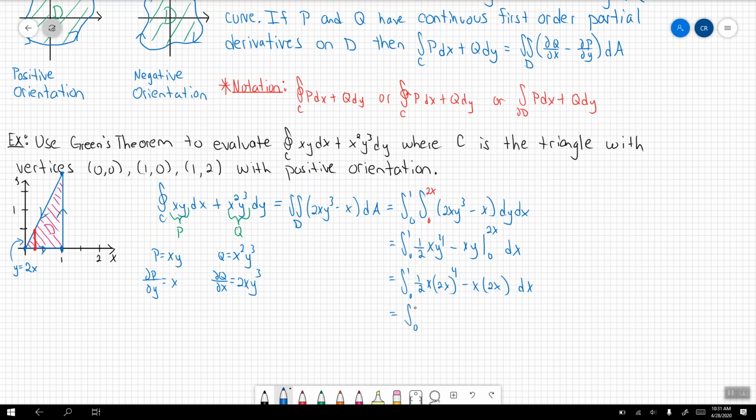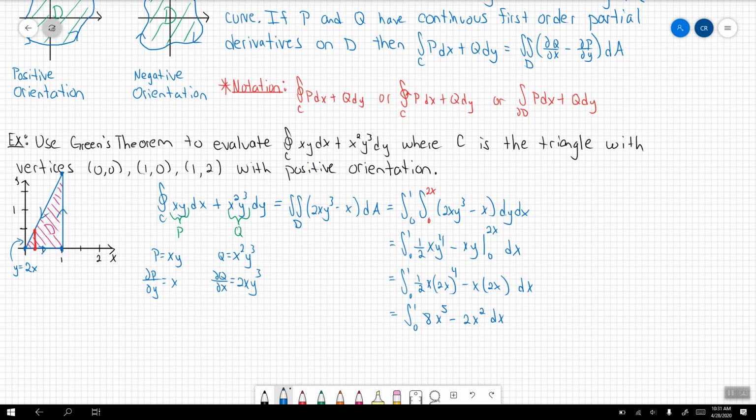All right, this is going to be the integral from 0 to 1. This is now going to be 2 to the power of 4, but then divided by 2, so that's just 2 to the power of 3, so that's 8, and this is going to be 8x to the 5th minus 2x squared dx. And I believe you guys can take it from here.